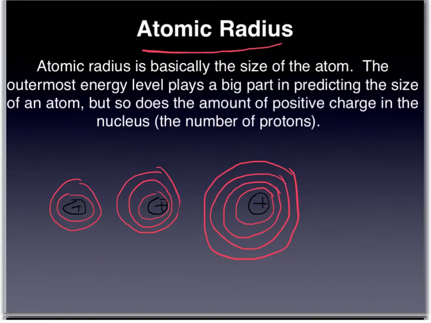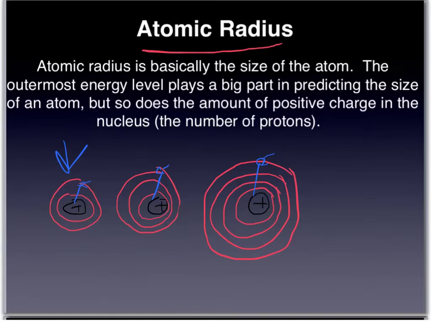So we measure it from the nucleus to the outermost electron. And so you can imagine then, if it's measured from the nucleus to the valence electrons, that how many energy levels you have plays a big part in the radius. Looking at this atom, it's only got two energy levels. So let's say the outermost electron is here, then there's your radius. Here we have an additional energy level, so that means the radius is bigger. Here we have another additional energy level, so the radius is even bigger there. So the more energy levels, the bigger the atom.